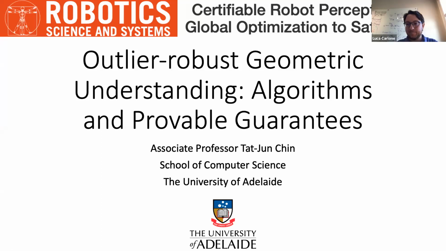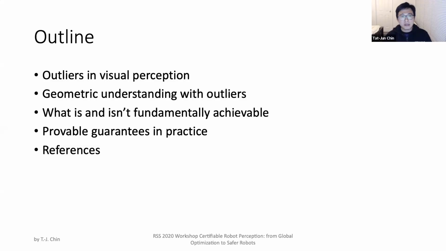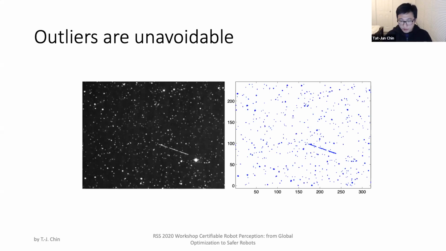The title of my segment is Outlier Robust Geometric Understanding, or as I call it, the bad news. This is myself, everyone calls me TJ. I'm from Adelaide Uni. It's not surprising, and it has been mentioned a few times before, that outliers invariably exist. This is a problem from space, where we're trying to detect orbiting satellites, and they tend to streak because they're orbiting really fast, when they appear in front of the camera.